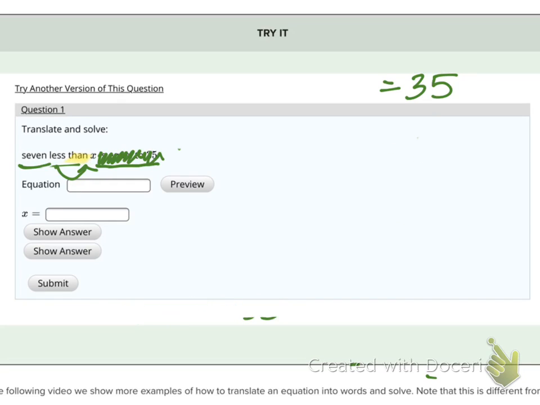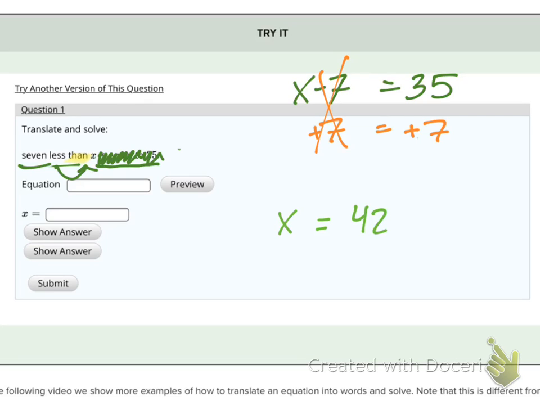Excellent. Now we've got that, and it's time to solve our problem. Remember that one's the trickiest one that we have. x minus 7 equals 35. I add 7 to both sides because that's the step we do. Cancel out those 7s because that negative 7 was the only thing standing in the way between my x and my equal sign. 35 plus 7 gets me 42. There we go. The answer to life, the universe, and everything: 42.